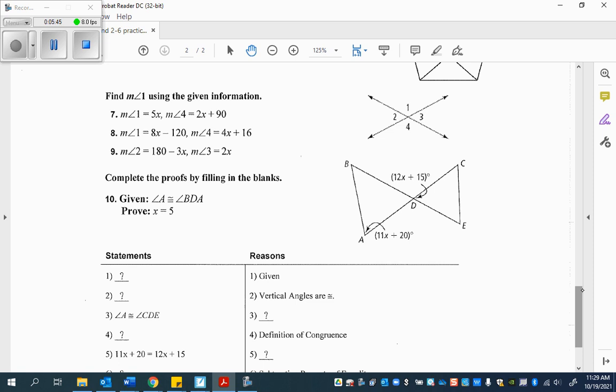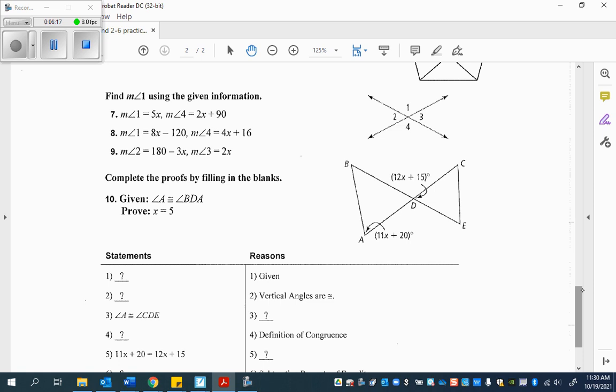You were asked to find the measure of angle 1. Once you set angle 1 and angle 4 equal to each other and solve, you need to take that value for x and plug it in to figure out the measure of angle 1. So for number 7, x is equal to 30. Measure of angle 1 is then going to be 150.